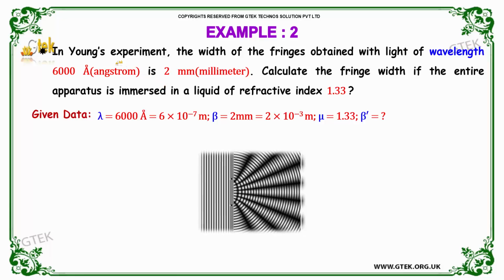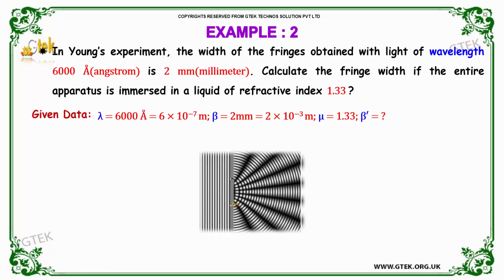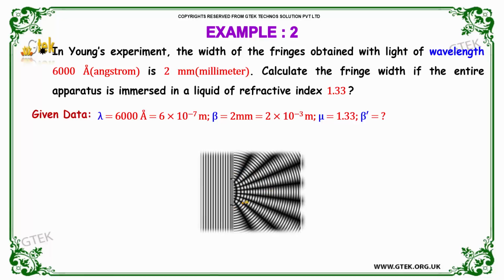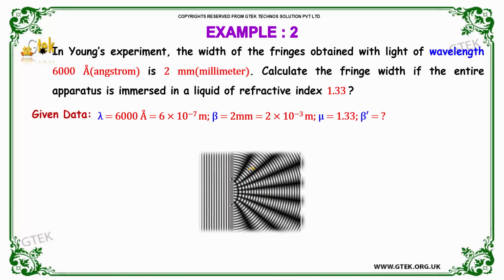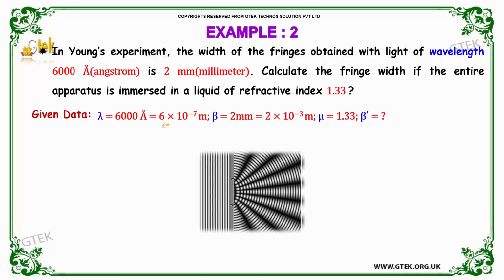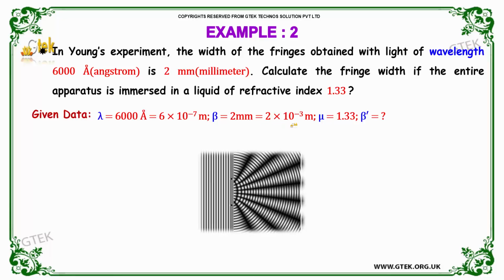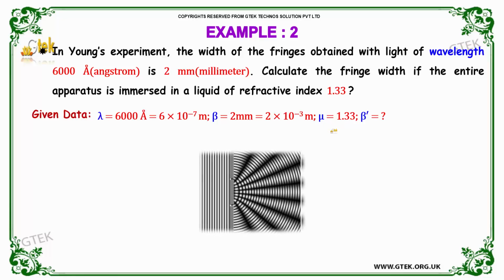Let's move on to the other example. In Young's experiment, the width of the fringes obtained with light of wavelength 6000 angstrom is 2 mm. Calculate the fringe width if the entire apparatus is immersed in a liquid of refractive index 1.33. So lambda is equal to 6000 angstrom, or 6 into 10 power minus 7 meter. Beta is equal to 2 mm, that's 2 into 10 power minus 3 meter. And the refractive index mu is equal to 1.33. We need to identify beta dash.